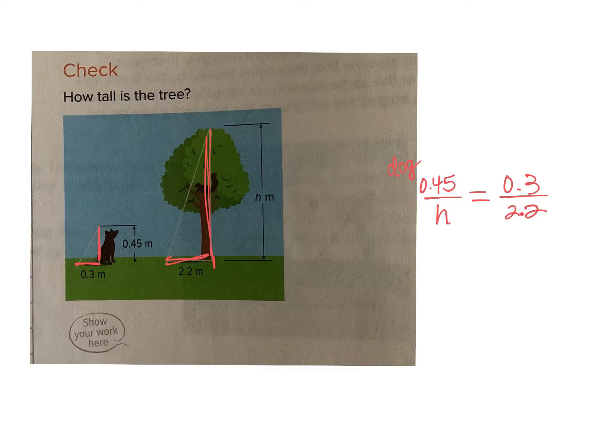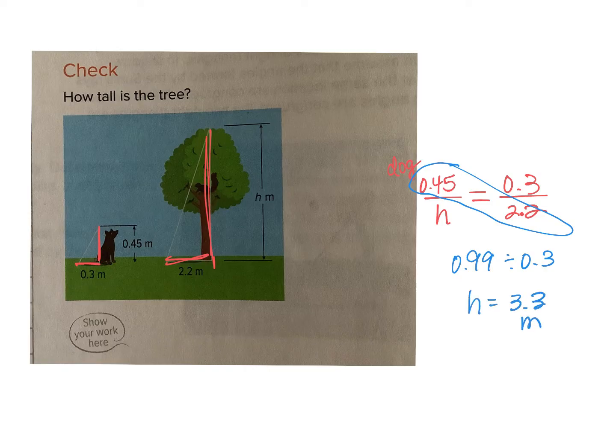Okay, so now I'm going to cross multiply and divide. Again, you don't have to do it this way, but it's probably a little quicker. So I'm going to do 0.45 times 2.2. And then I get 0.99, and then I'm going to divide by that 0.3. And I end up with the height of that tree is 3.3 meters tall. And you just found the height of that tree without actually measuring it using indirect measurement.